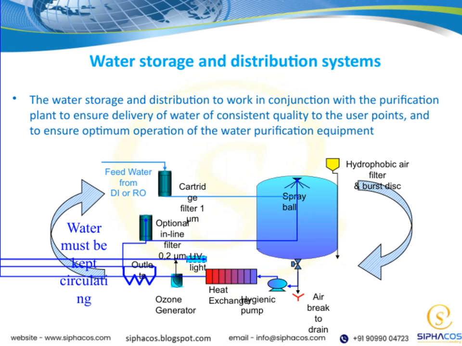It's important to remember that water must be kept circulating continuously to prevent stagnation and ensure consistent quality. Finally, the water storage and distribution systems work hand in hand with the purification plant, ensuring that clean, high-quality water is reliably delivered to the end-user points and that the purification equipment operates at its best. Altogether, each of these components plays a vital role in maintaining the integrity and efficiency of our water treatment process, ensuring we deliver safe, reliable water for your needs.